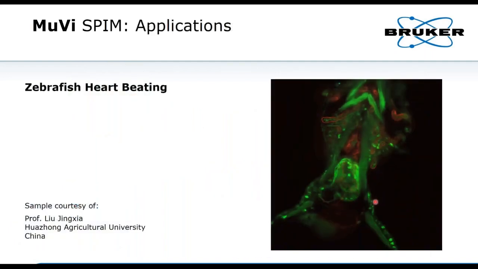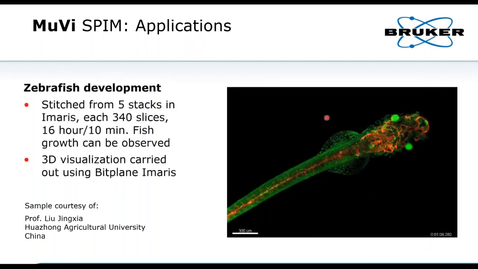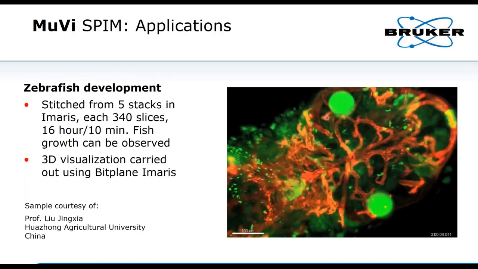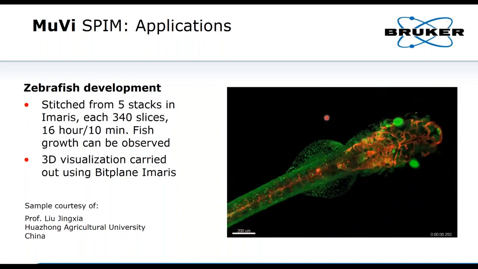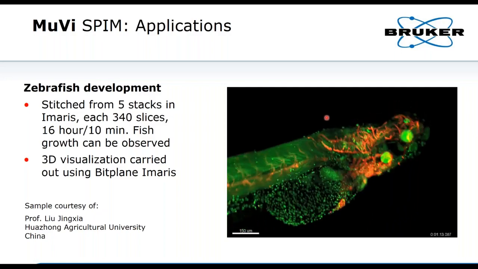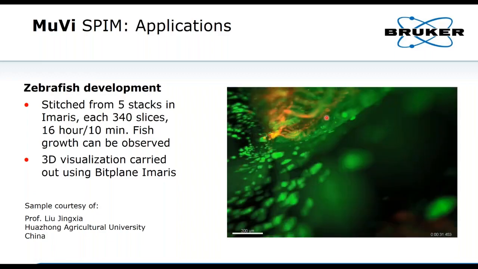Let me show you a couple of examples. This is a zebrafish. This is the beating heart of a zebrafish, imaged by Professor Jing Xia in Huazhong Agricultural University. They are basically interested in cardiac development and deviations in cardiac development. At the same time, you can also zoom out and image the whole fish while it's alive. This is a stitched acquisition with several tiles stitched together, and you can hopefully see that even at such a large field of view of several hundred micrometers up to a millimeter, we can still have cellular and subcellular resolution and also a very good temporal resolution.